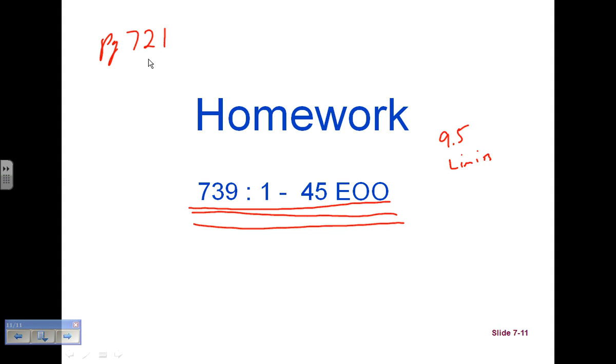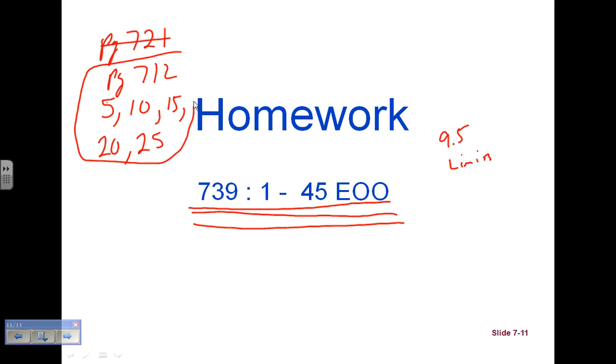Let's see. No, actually, I'm sorry. We'll do 712. Page 712. Yeah, we'll do all those problems I did for you when I was gone. Remember I went through and did all your homework for you? Yeah, I still got it. So, you can do, let's see, 5, 10, 15, well, that's a good one, 20, 25. Okay? 5, 10, 15, 20, 25. All right, there you go.